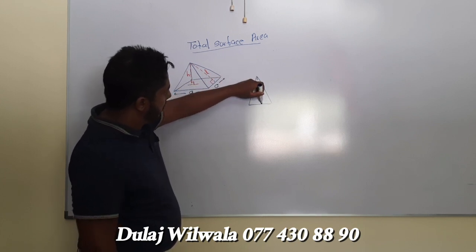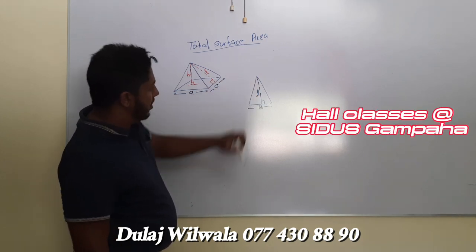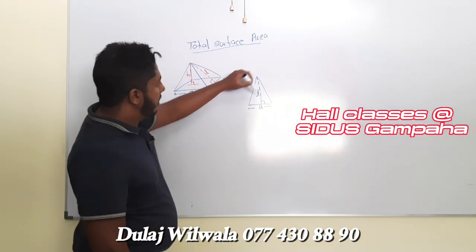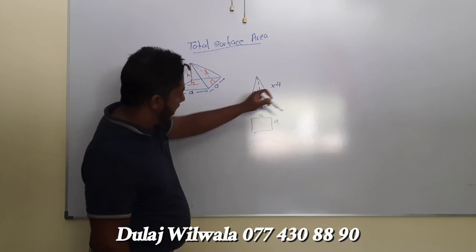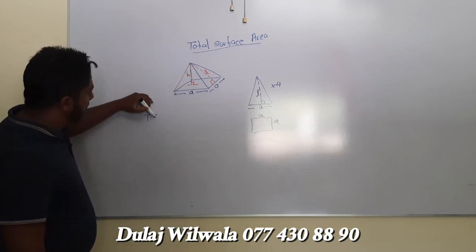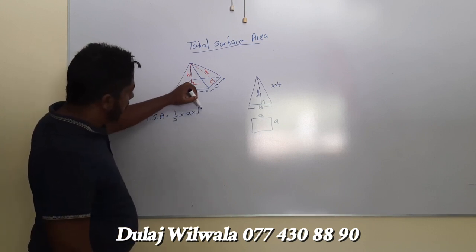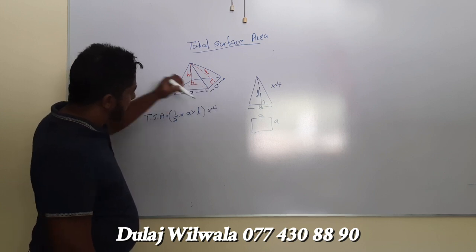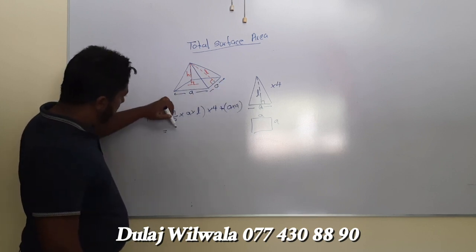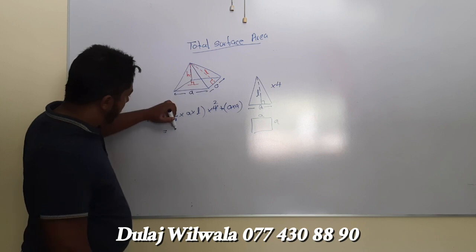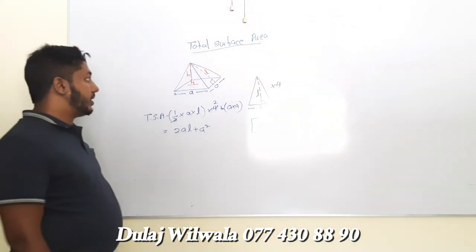So in the pyramid, now we have 4 triangles with perpendicular height L and the base length A. There are 4 of those, and there is this square with A and A base. So the total surface area would be half into base into perpendicular height, 4 of those, plus A into A. Here these two get cancelled. 2AL plus A squared, that is the total surface area.